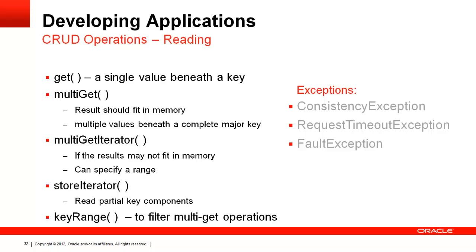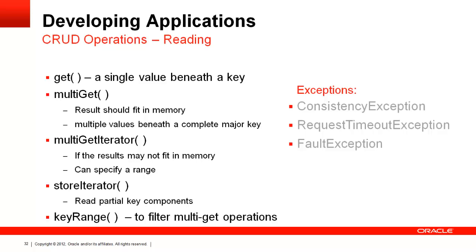So here's an overview of the read operations that are available to you with the Oracle NoSQL Database. Pretty straightforward. You can get the value beneath a key. You can get multiple values at the same time, but make sure they fit in memory, and it has to be to one complete major key. If you don't think it's going to fit in memory, then you can use the multi-get iterator, which returns it in chunks, or you could use the store iterator.